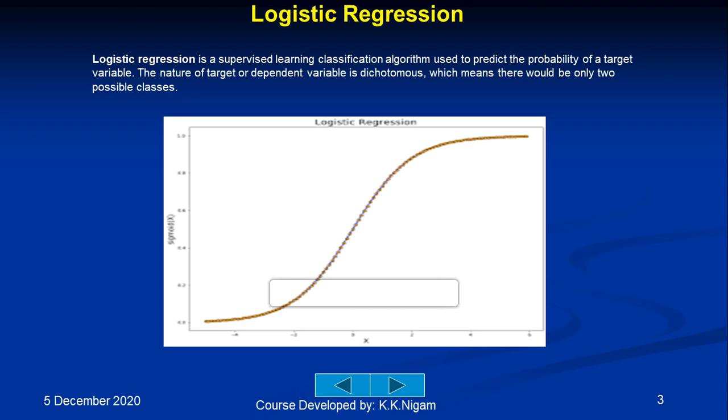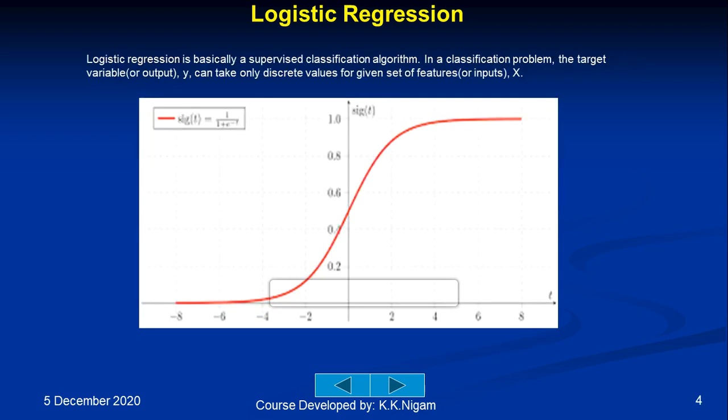The nature of the target or dependent variable is dichotomous, which means there would be only two possible outcomes. Either it will happen or it will not happen. Logistic regression is basically a supervised classification algorithm. In a classification problem, the target variable or output y can take discrete values for a given set of features or inputs.